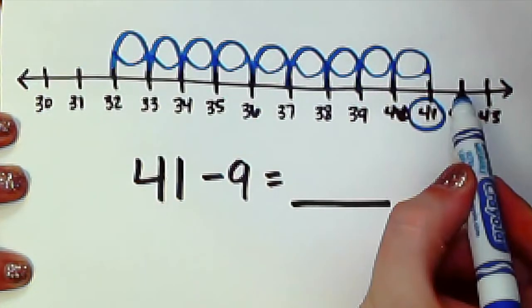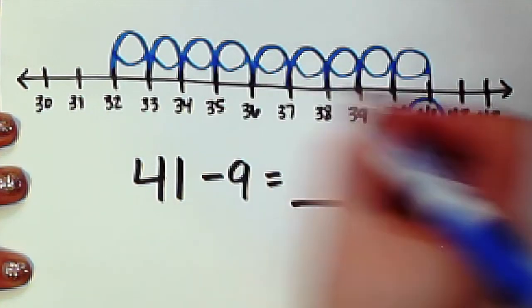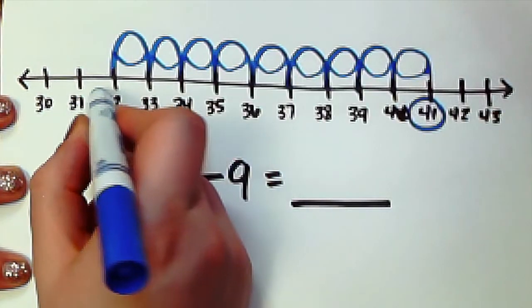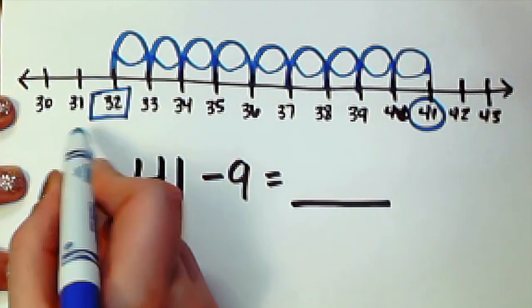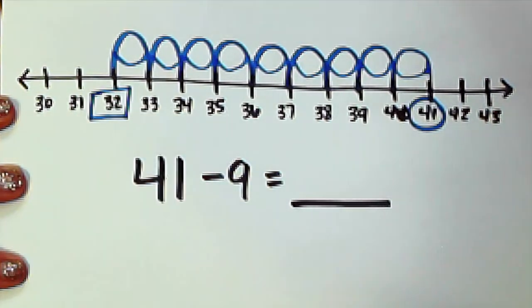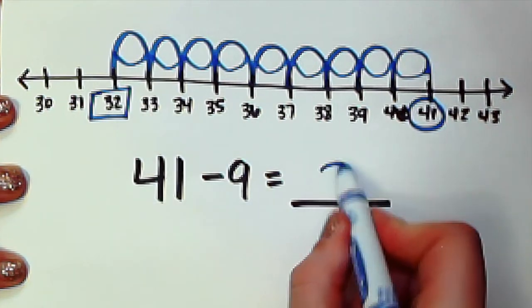And they don't have to be perfect. They're just there for you to check your work. So we've got 9. And it looks like we landed on the number 32. So I'm going to give it a box to let me know that's where I stopped. So 41 take away 9 equals 32.